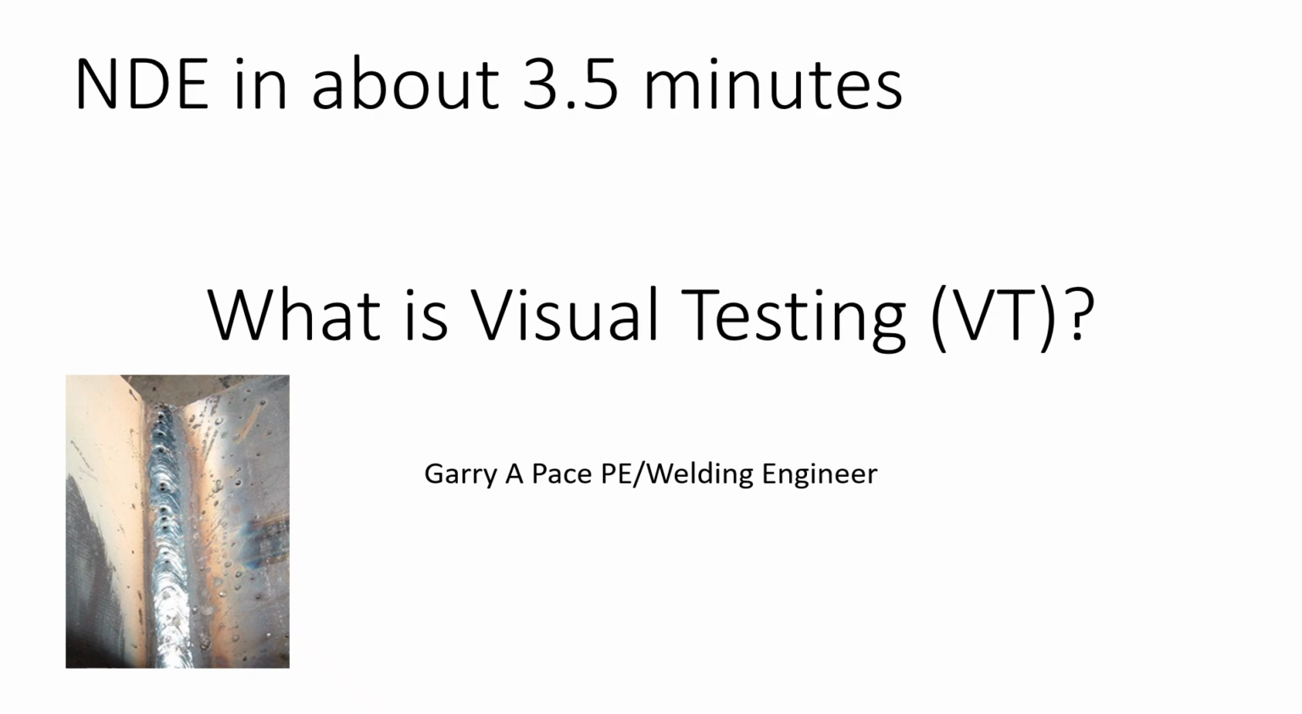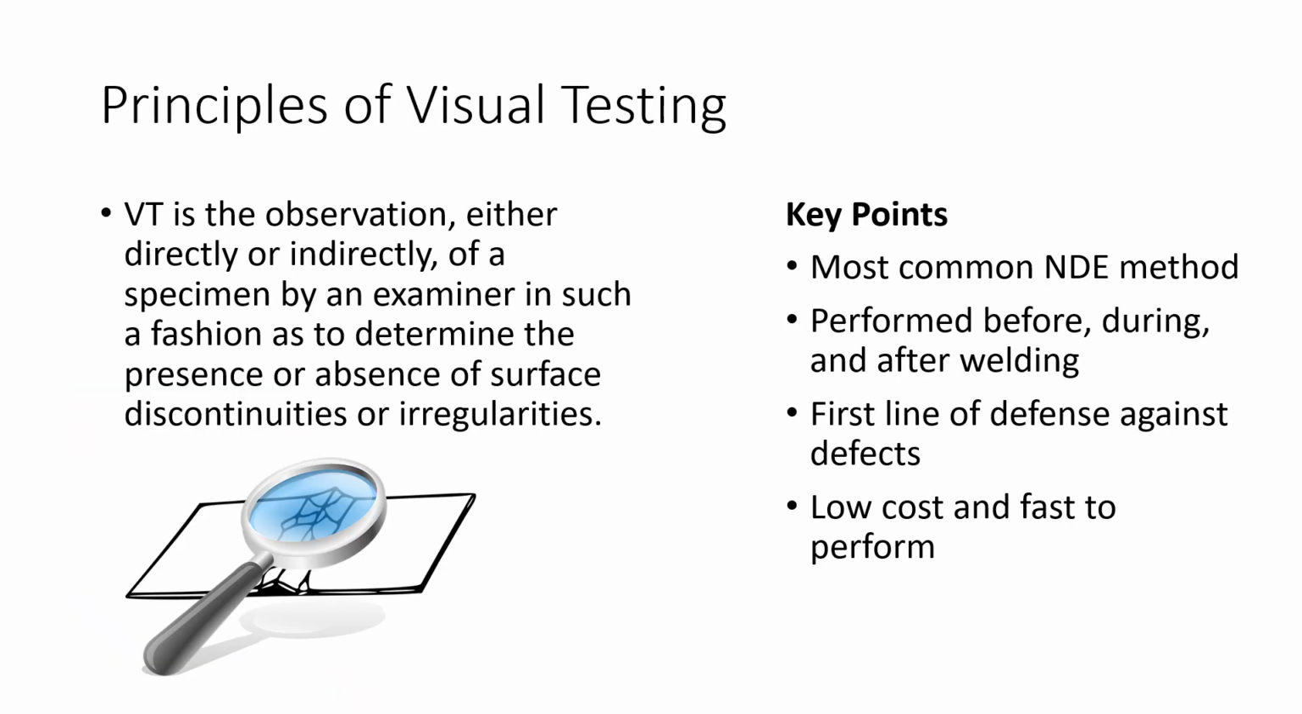NDE in about 3.5 minutes. What is visual testing? Gary Pace, PE, welding engineer. So VT is going to be the observation directly or indirectly of a specimen by an examiner, right? We're going to look at it visually.